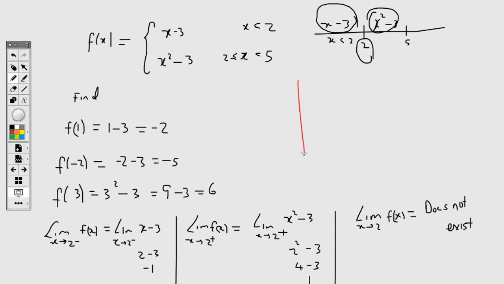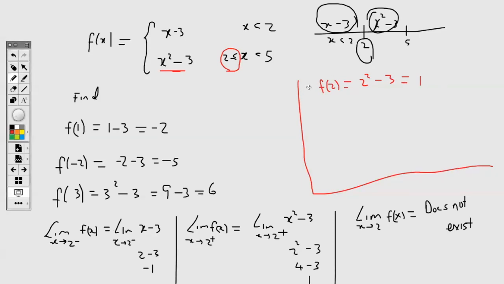Another key piece of information is the test for continuity. For a function to be continuous, f of 2 must be defined. For f of 2, I would use this because it says equal. So I replace 2 into this function. 2 squared minus 3. So that's 4 minus 3. So that gives me 1.